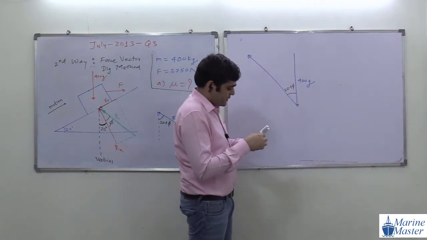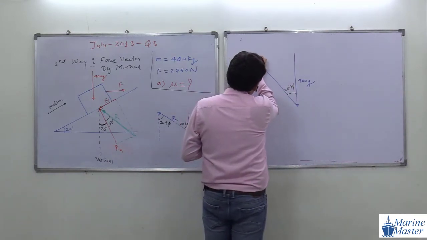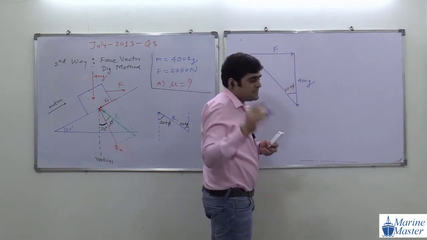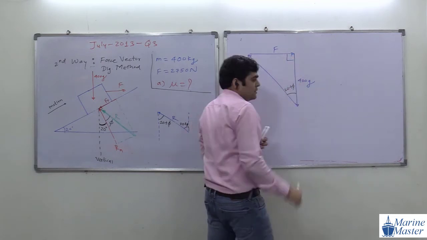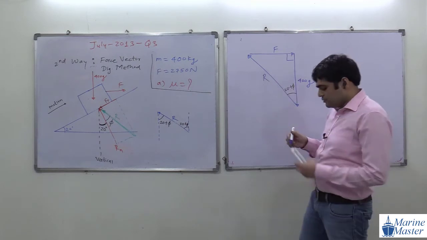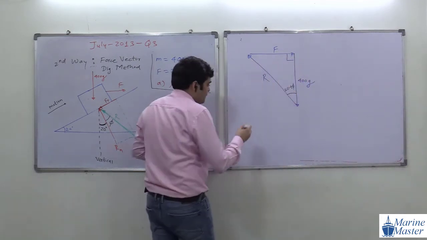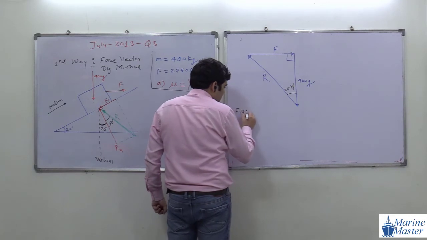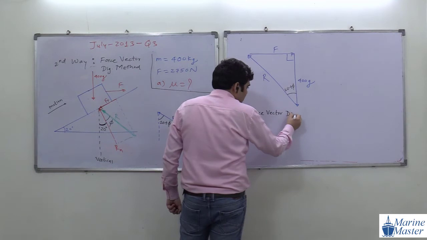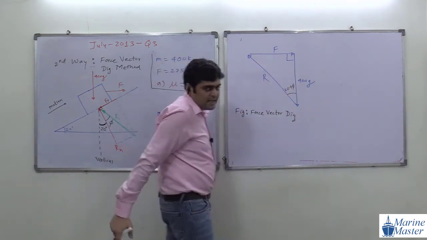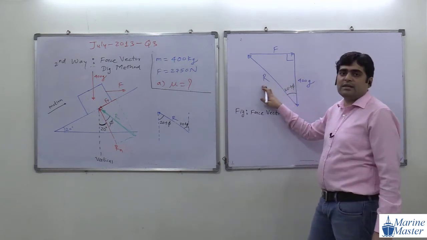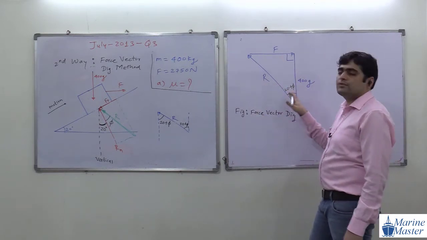Then the next point is our closing side, which will be F. See the scenario: this is our perpendicular, and this is our R. What does this figure indicate? It is a force vector diagram, because here force vectors are there. You have 400 G and our R. This is a force vector diagram.